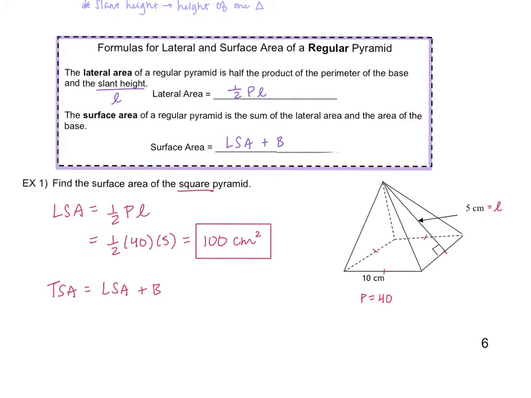Now keep in mind the area of our base down here, right? This is a square. It's one side times the other. So really it's going to be 10 times 10. So that way we get 100.